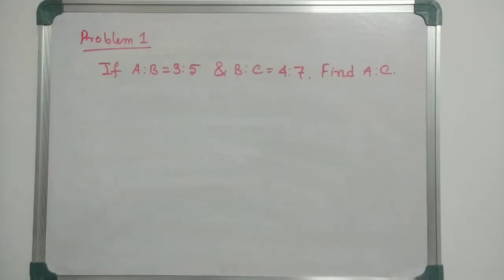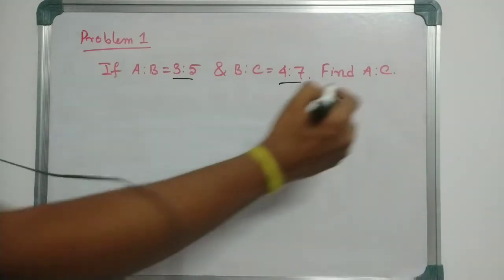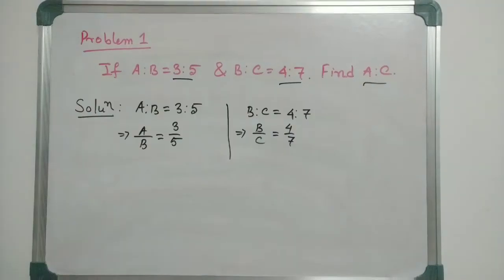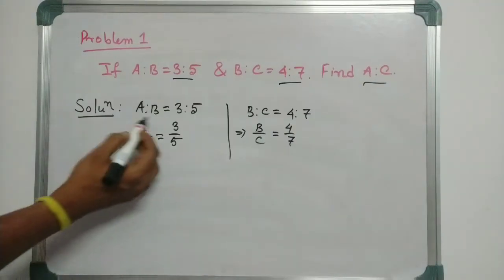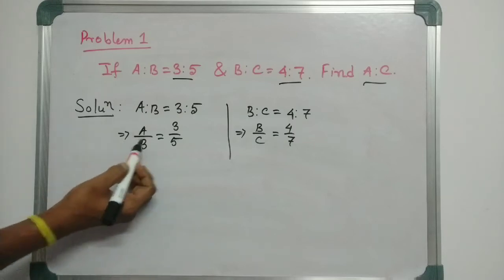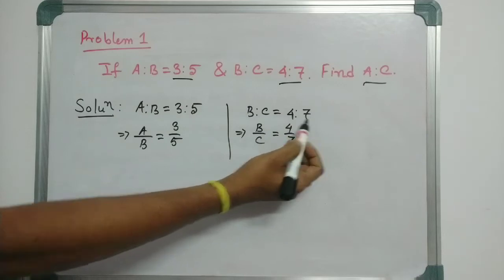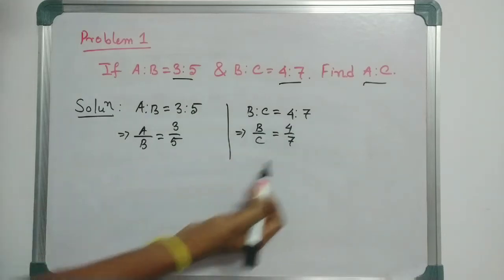Problem number 1. If A is to B equals 3 is to 5 and B is to C equals 4 is to 7, find A is to C. Here, A is to B equals 3 is to 5, given. That is why we can say that A by B equals 3 by 5. Also, B is to C equals 4 is to 7. That is why B by C equals 4 by 7.